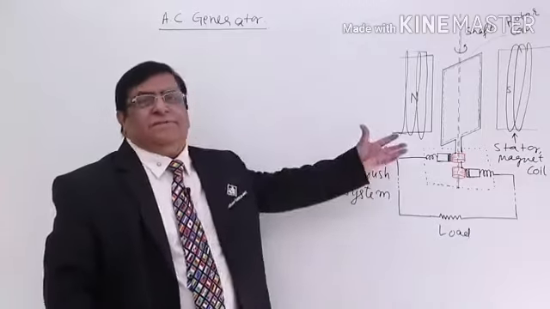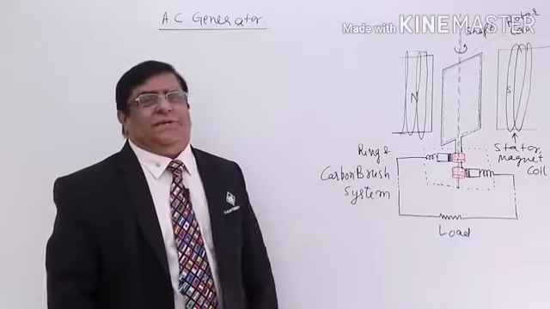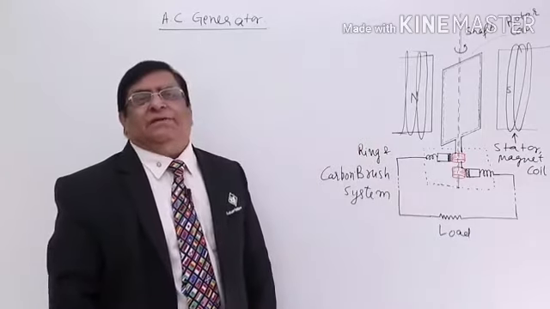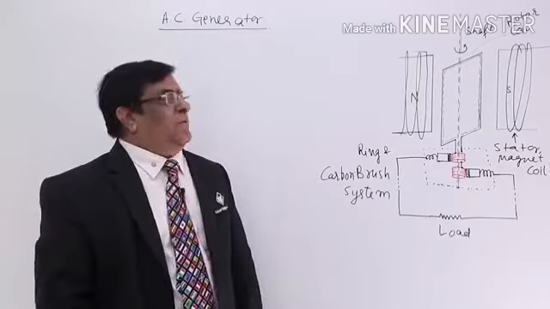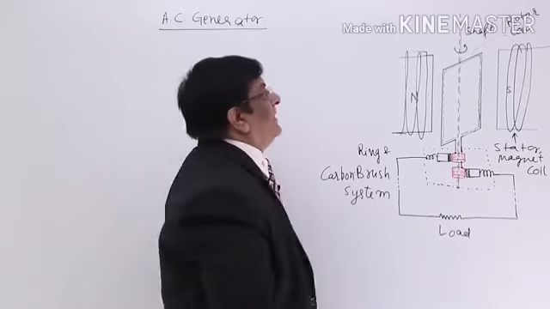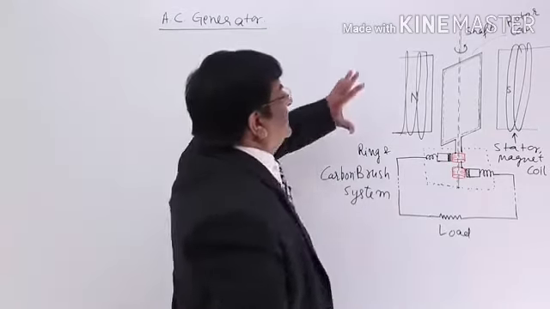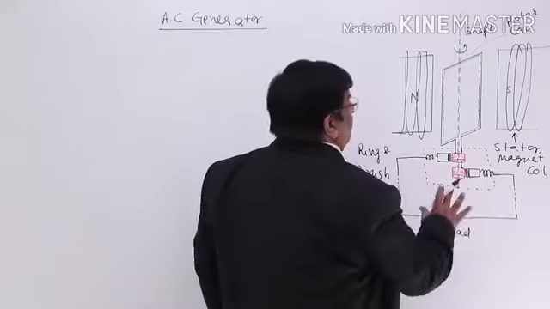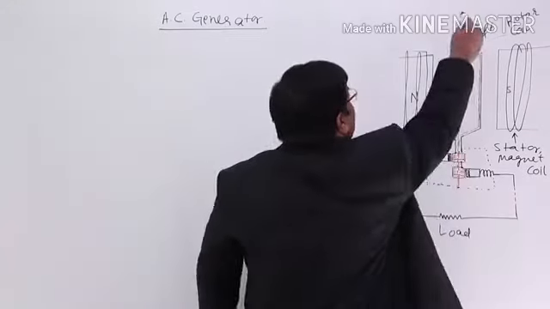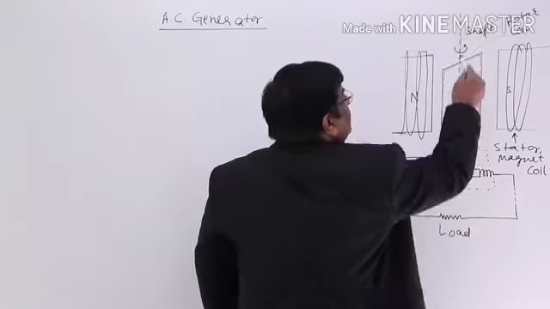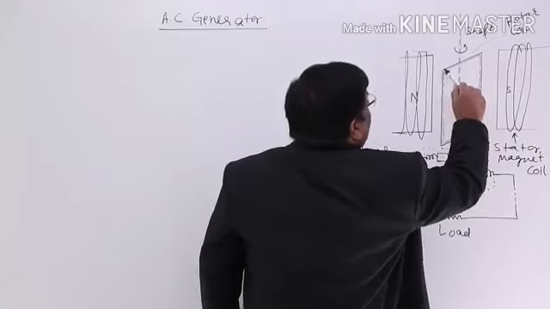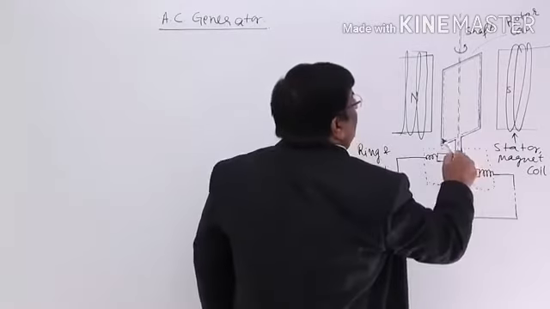Here is the device called AC generator, and this makes our powerhouses all over India. In this we have a rigid frame. I have not shown that frame here. On that frame there is a shaft. In that shaft, perpendicular to it, there is a coil.